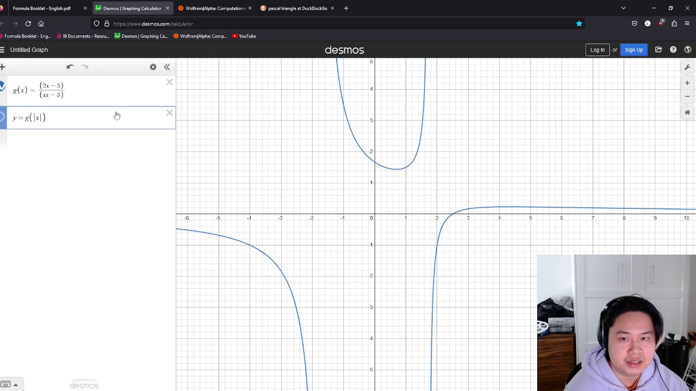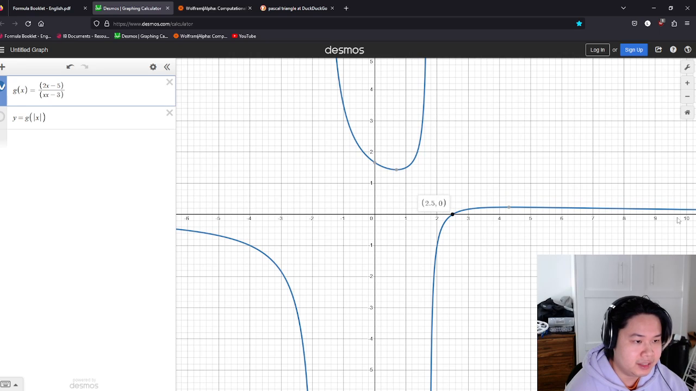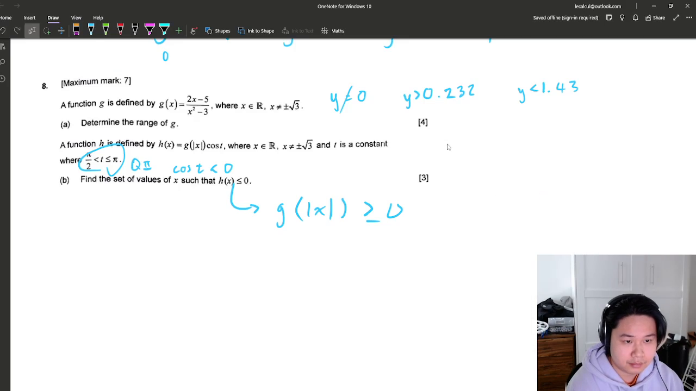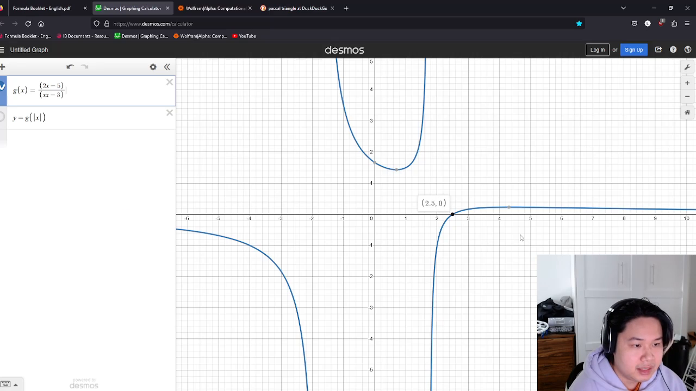Okay, so when is g positive? So have positive y values, or 0. So 2.5 and onward, and then between the two vertical asymptotes, which were plus or minus square root 3. But of course, we're only looking at this. So again, g of x is going to be positive or 0, where from 0 to square root 3, which cannot be equal to square root 3, and then 2.5 onward.